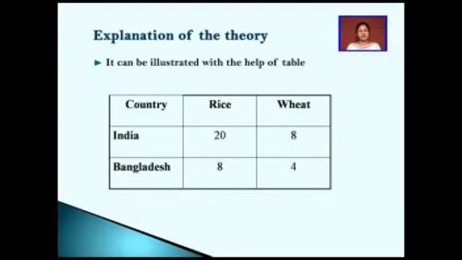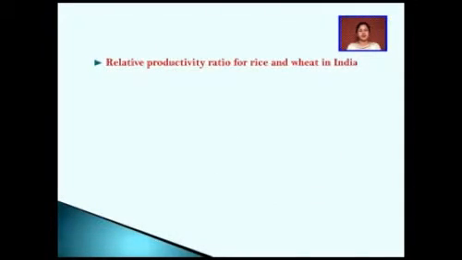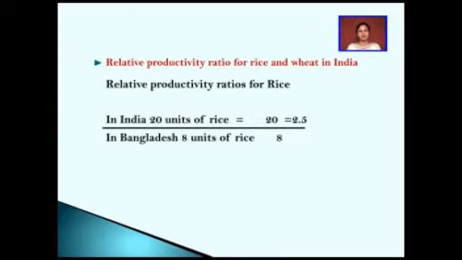than Bangladesh. But India's efficiency in the production of rice is two and a half times that of Bangladesh, while in the production of wheat it is twice as much. Thus, the relative productivity ratios for rice and wheat in India are: first, let us consider rice in the case of India. In India, 20 units of rice are produced with 1 unit of labor. In Bangladesh, 8 units of rice are produced with 1 unit of labor. So we can calculate the relative productivity ratio as 20 units of rice produced by India divided by the 8 units of rice produced by Bangladesh, and the ratio will be 2.5.